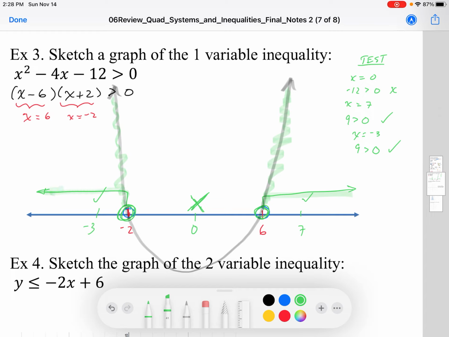So there is a way we can do this by imagining what the graph looks like and determining what part of the parabola is above or below the 0 or the x-axis. If in doubt, we can always test. We can always test our boundary regions by just plugging in numbers in the different regions based on the 0 boundaries.